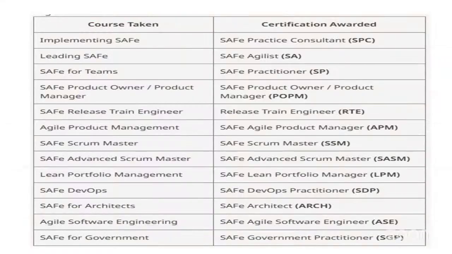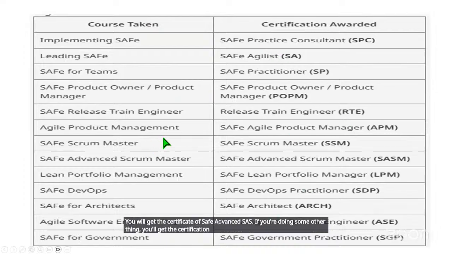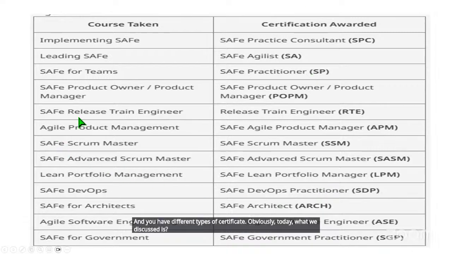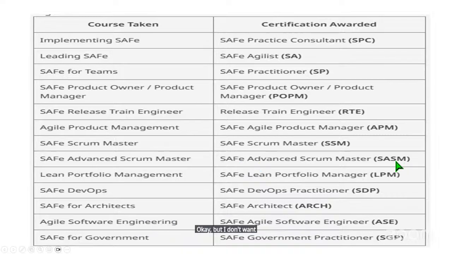So if you are doing the SAFe Advanced Scrum Master, you will get the certificate as SAFe Advanced Scrum Master, SASM. If you're doing some other course, you'll get that certification. You can see that the SAFe Institute offers many courses and different types of certification, of which what we discussed today is SAFe Advanced Scrum Master, which is nothing but your SASM.